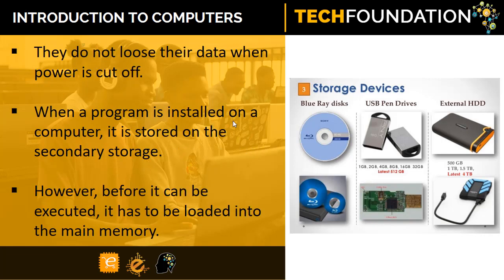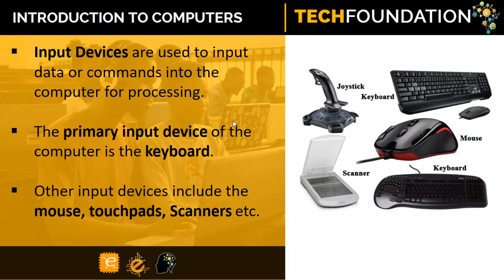Input devices, as their name implies, are used to input data or commands into the computer for processing. The primary input device of the computer is the keyboard. Other input devices include the mouse, touchpad, scanners, etc. So, in effect, any device that is capable of feeding data or commands into the computer is an input device. Output devices are used to display the processed information or data. The primary output device is the monitor.